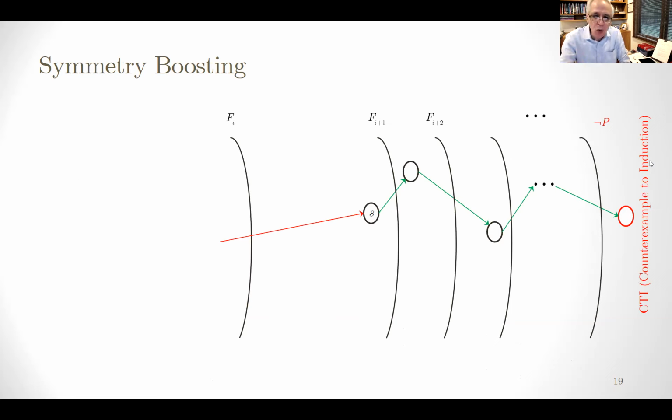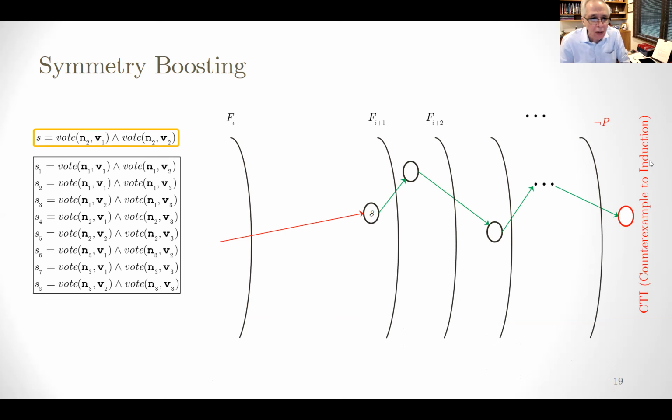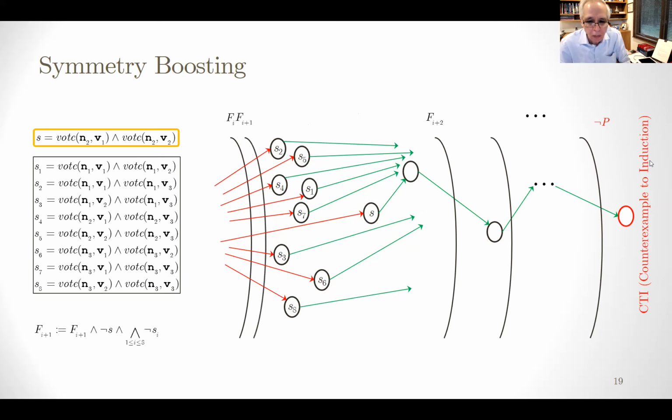And so what these do is, if you look at S as being the cube, that is the negation of the clause that is not reachable from Fi, these other clauses could have been found by the solver, but we're finding them by symmetry. And they share with S the fact that they can reach frame I+1, but they cannot be reached from frame Fi. Okay, so we can remove them all together in one fell swoop like that. That's called symmetry boosting.